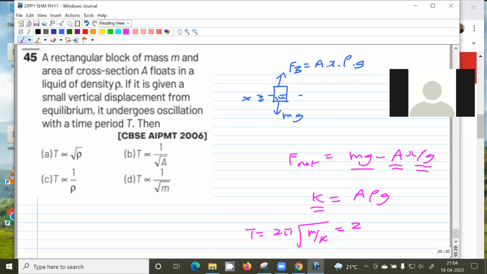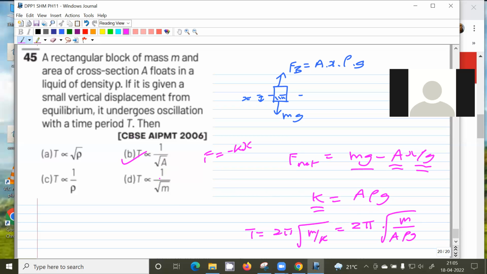How did you get that? I can't understand. For SHM, the force is minus kx, no? So forget this constant. As a function of x, this is the term. So there is a constant that is multiplying x, and A, rho and g are all constants. This is k. It depends on m also. So B is true.